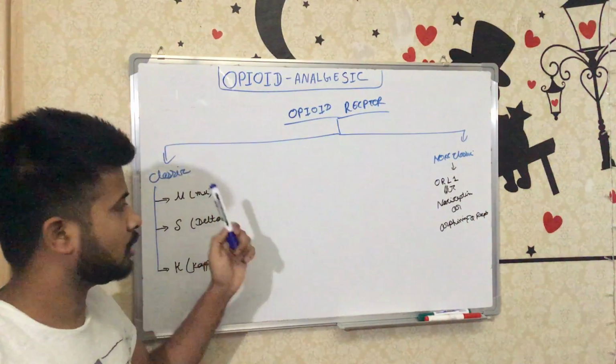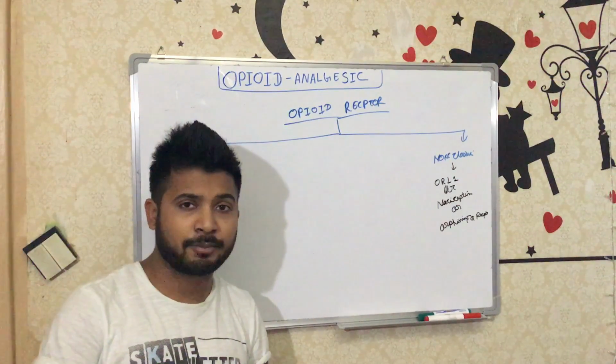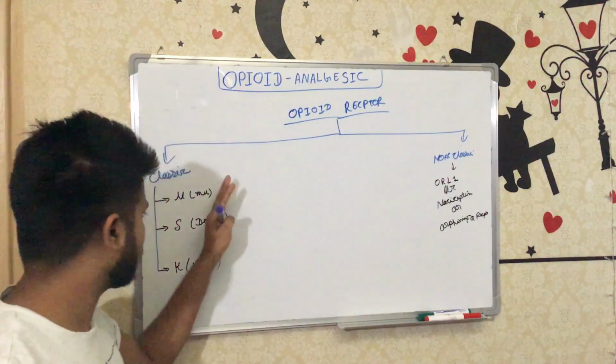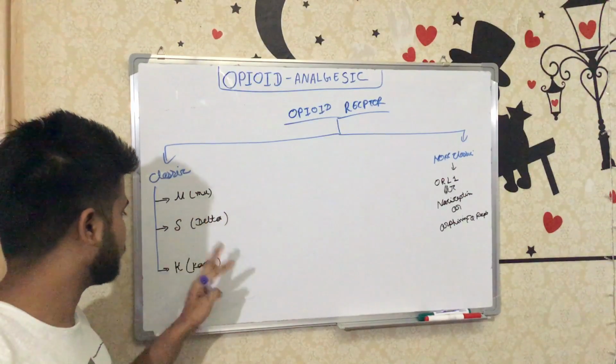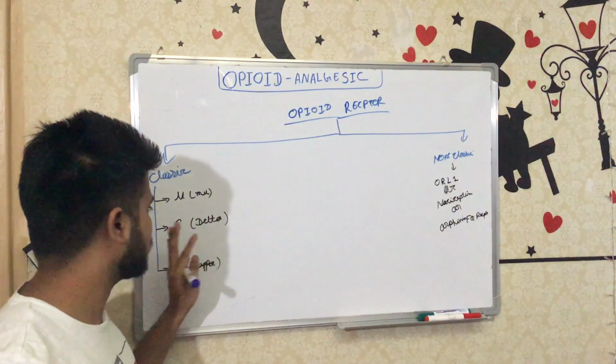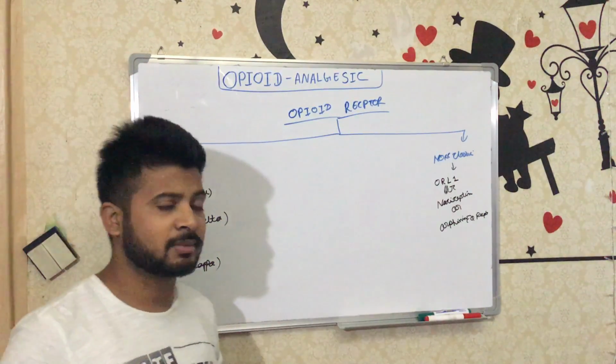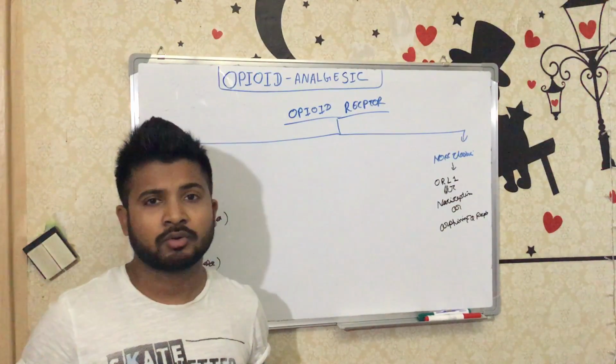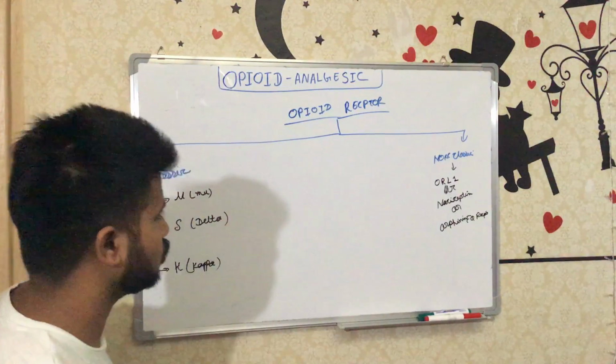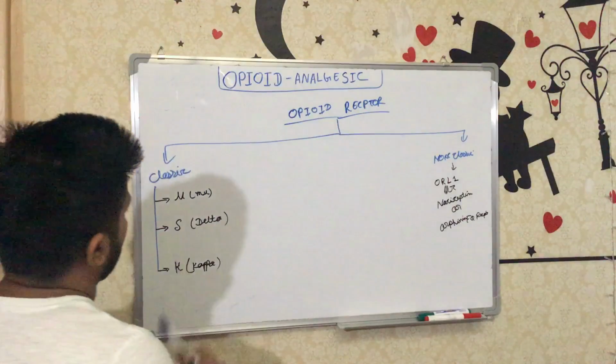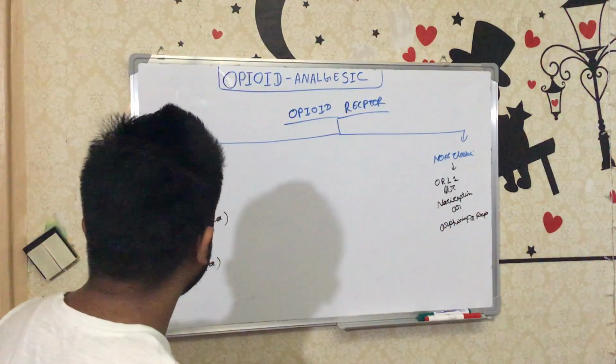But approximately 80%, or we can say almost 100%, of drugs act on the mu receptor, delta receptor, and kappa receptor. About this other receptor, for clinical use we do not need to know much. So let's discuss the receptors individually.